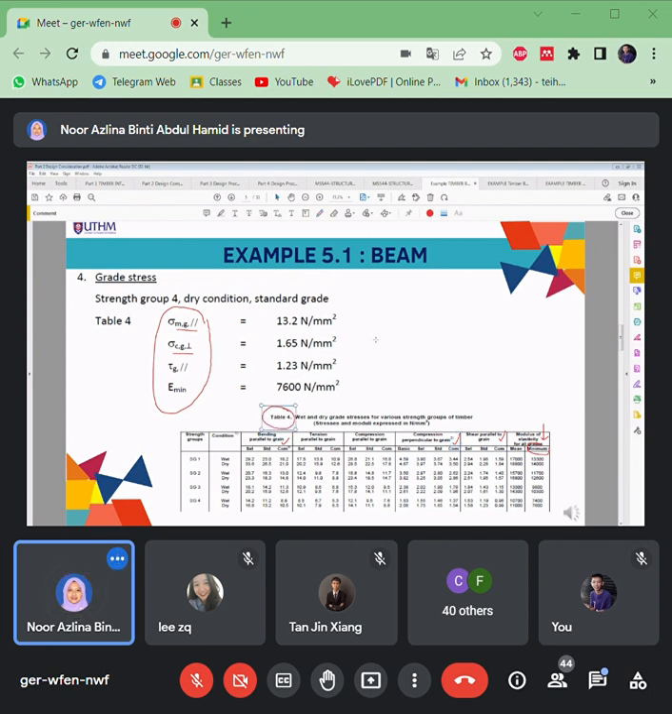Okay, because in this example it mentioned SG4. So for SG4, you don't need to know whether the species is balau, cengal or meranti. Just use strength grade group 4 here. And it is dry condition because it mentioned the moisture at 19%. Even though it never mentioned wet or dry, once it mentioned 19% moisture content, that means dry conditions. So SG4 dry conditions, and then standard grade, so you have to refer to all the standard values.